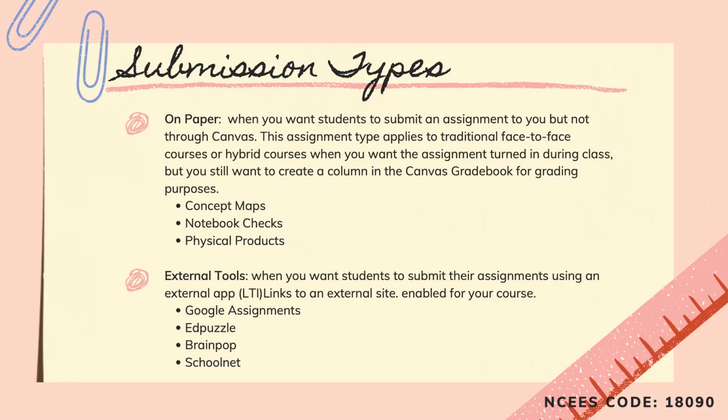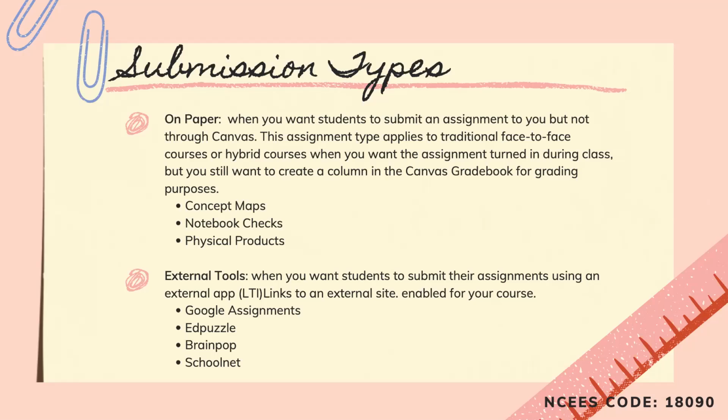So on paper is going to be when you want your students to submit an assignment to you, but not necessarily through Canvas. You're thinking about, like, we're hybrid now, so you have face-to-face students. So maybe you place the assignment on Canvas for your students to complete, but you don't want them to complete it on Canvas. You're going to take it up in class. Then you have the option to do that. So then you would click on paper.